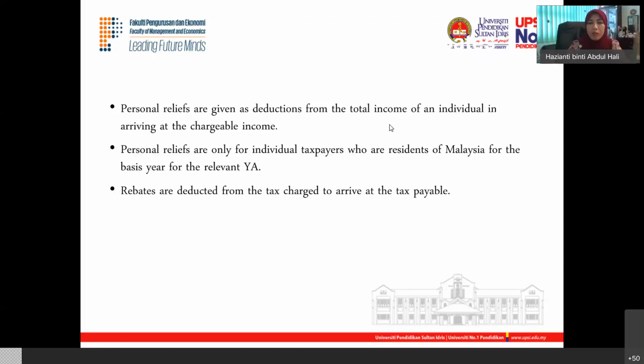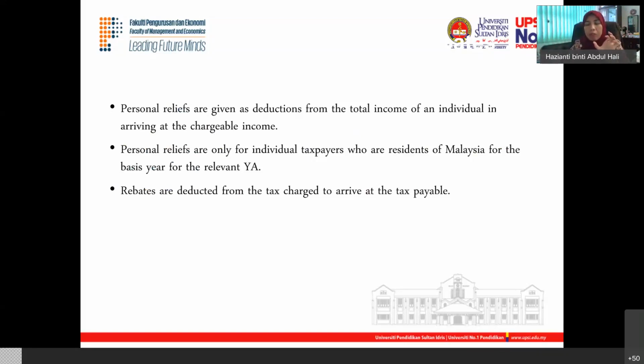Alright, remember if you go back to our calculation, we stopped at total income. We have totalled all the income. We have total income or aggregate income, and then we will deduct personal relief as a deduction to arrive at the chargeable income. So again, as an individual, we will be taxed on our chargeable income, which means we have different types of income, we get total income, and we deduct all the personal relief given to ourselves. Then we will be left with one figure, which is chargeable income.